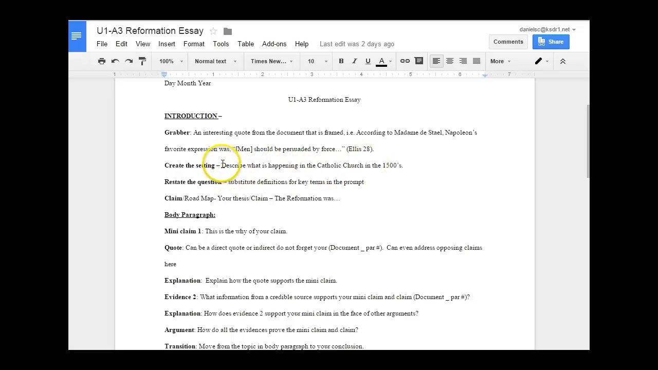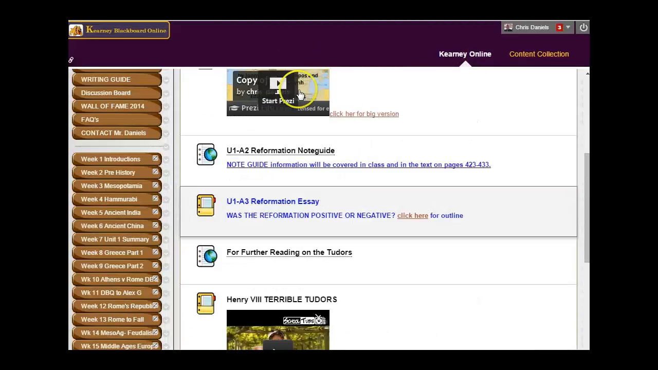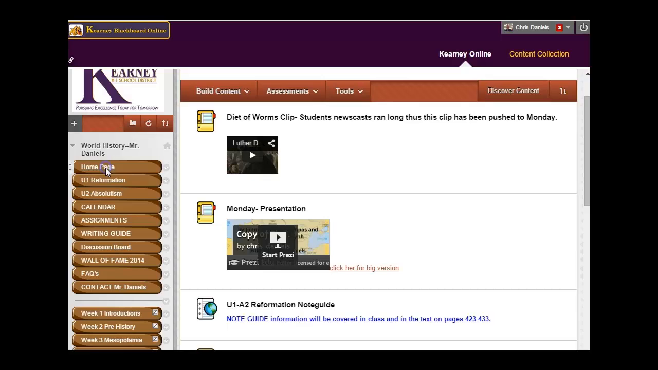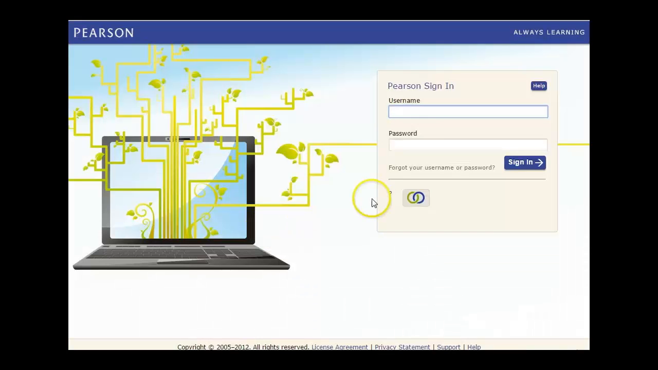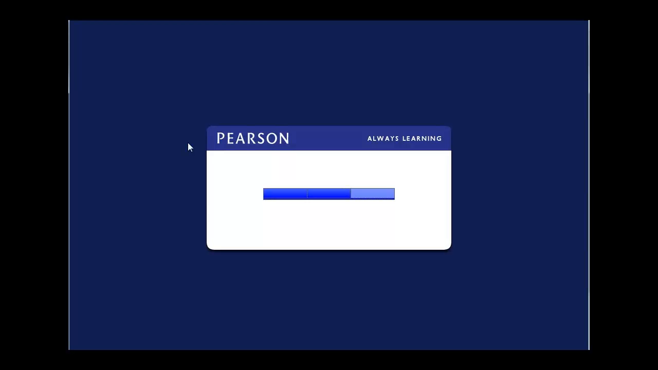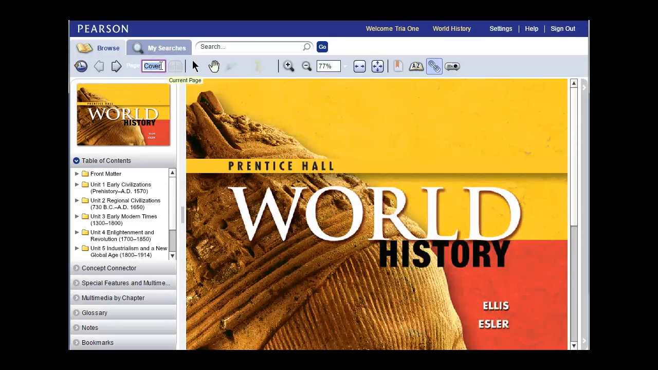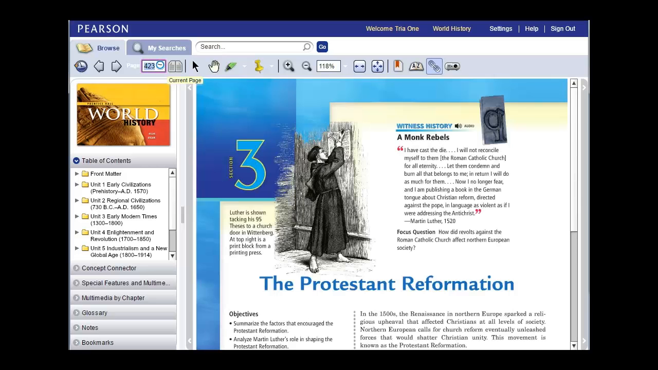So sources for this could be your, let's go here, go back to the home page, go to the textbook, sign in. If you're sitting in class, obviously you can open your textbook. Student 1 is your password. Go ahead and sign into that. Click on it. Whenever it opens up, your assignment is 423 through 433.